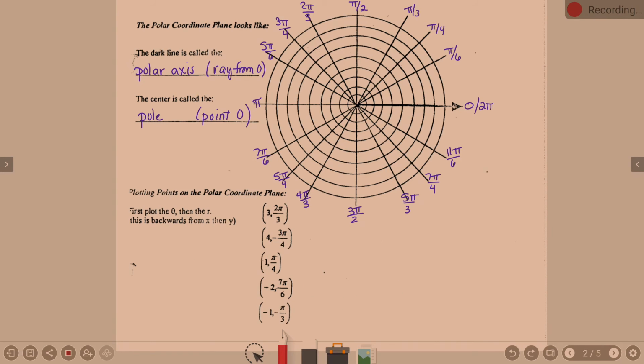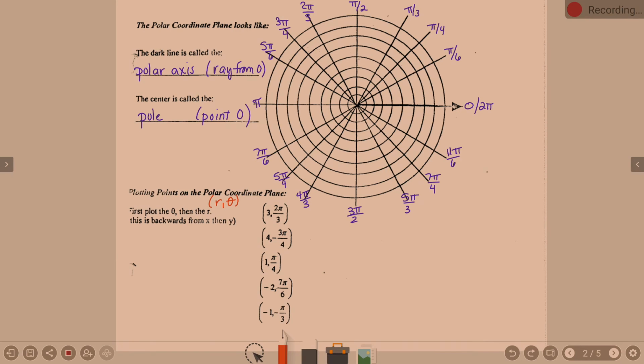Our job is to, I think I'm going to go back. There we go. Plot these points. Now, keep in mind, the order for polar coordinates is r comma theta. But you'll notice what it says. It says, first plot the theta, then the r. And so in an xy coordinate, a rectangular coordinate, we go x, then y, correct? Well, here we're going to go, yeah, kind of, theta, then r. So you're going backwards here.